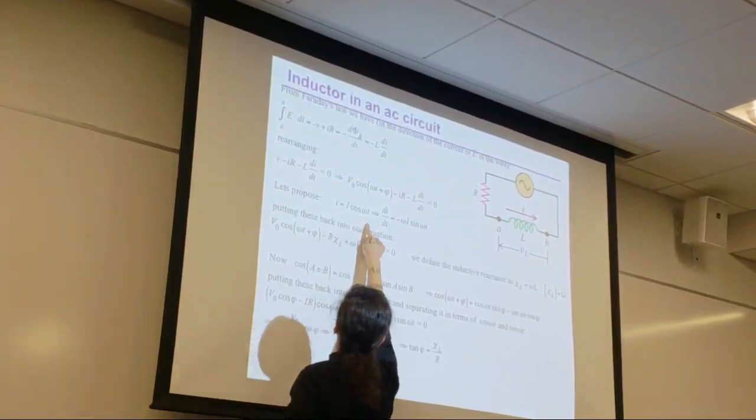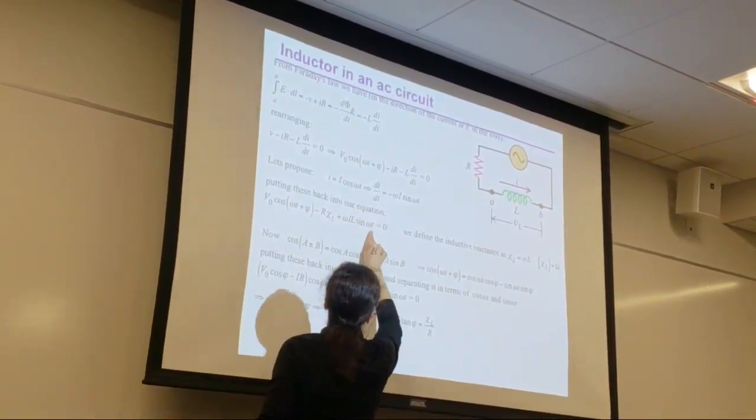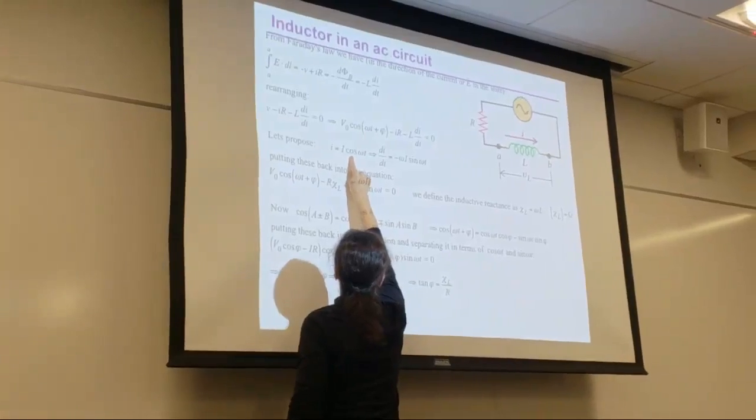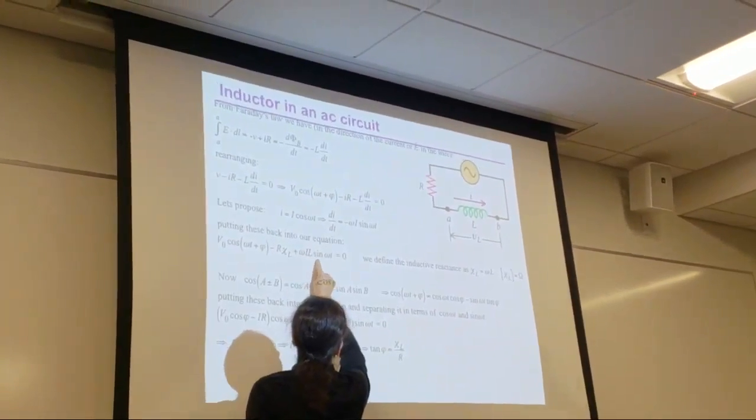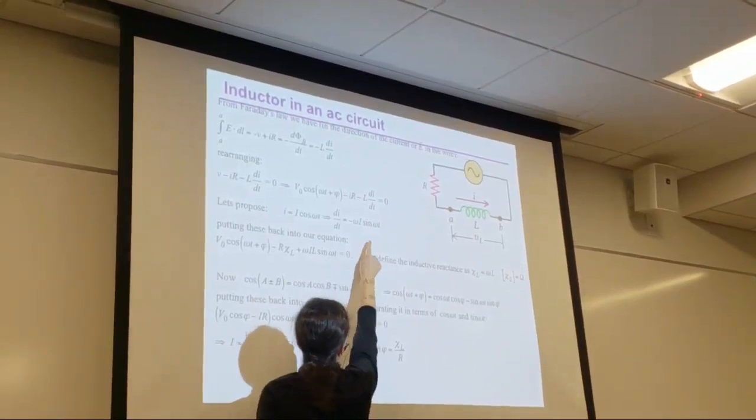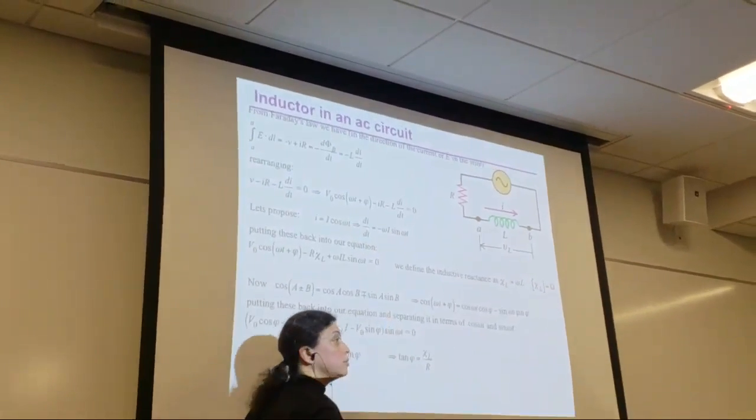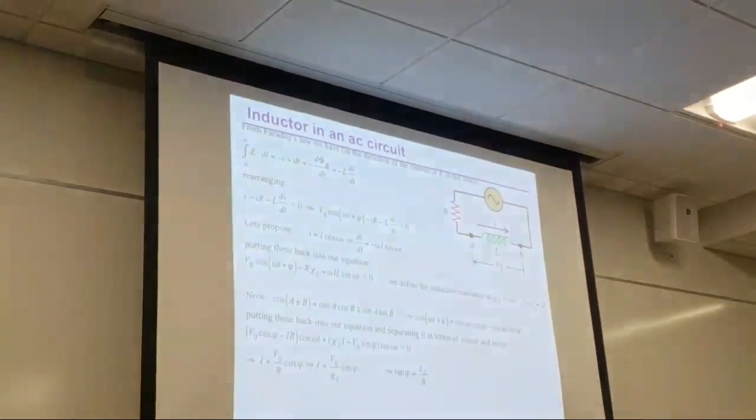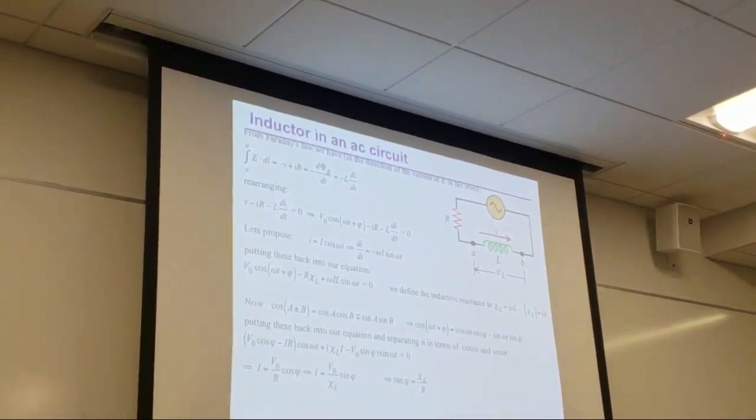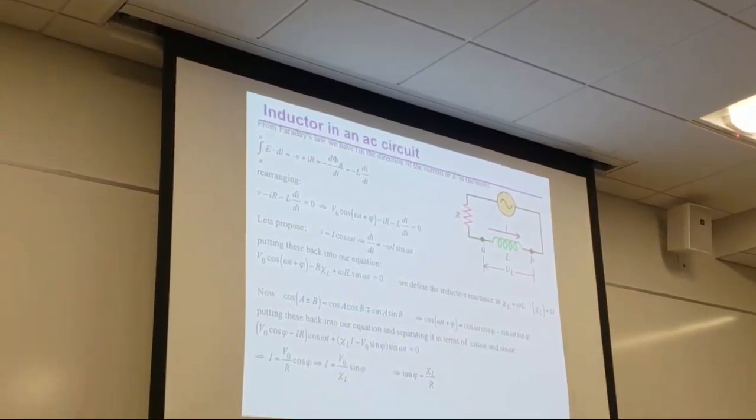So this is the current, and this is the voltage across the inductor. The current is a cosine omega t. The voltage across the inductor is a sine omega t because I had to differentiate the cosine. You see it? The voltage across the resistor is a cosine. The voltage across the inductor is a sine.